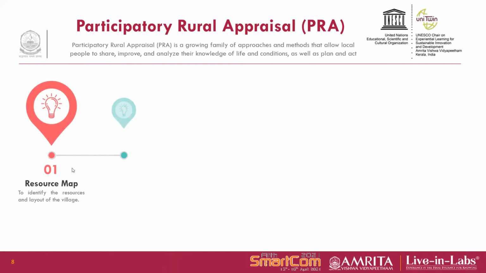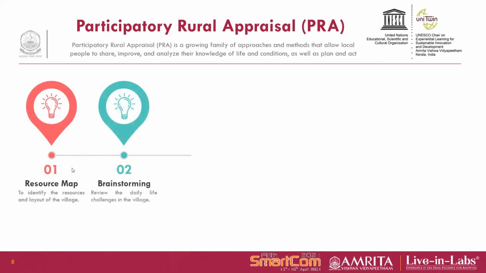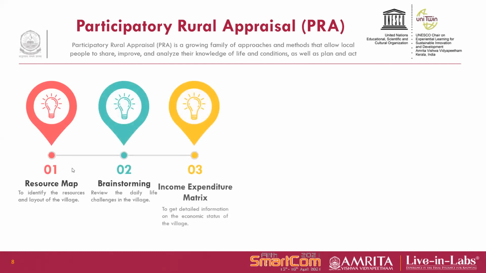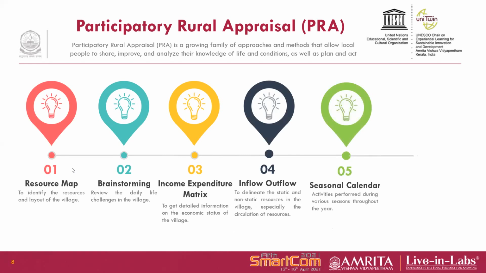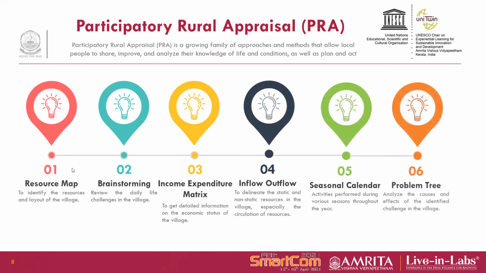The resource map helps to identify the resources and layout of the village. These resources were identified based on the 7 thematic areas such as agriculture and risk management, education and gender equality, energy and environment, livelihood and skill development, water and sanitation, health and hygiene, and waste management and infrastructure of our Living Labs program. A brainstorming session organized with the villagers reviewed their daily challenges in the village.